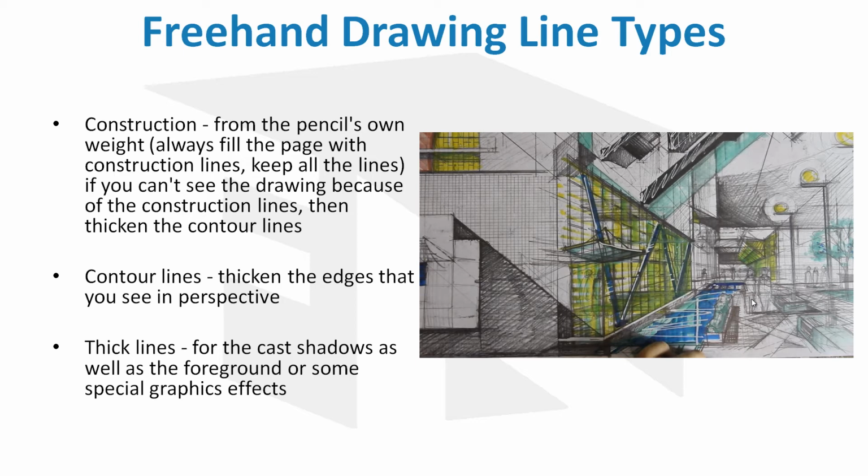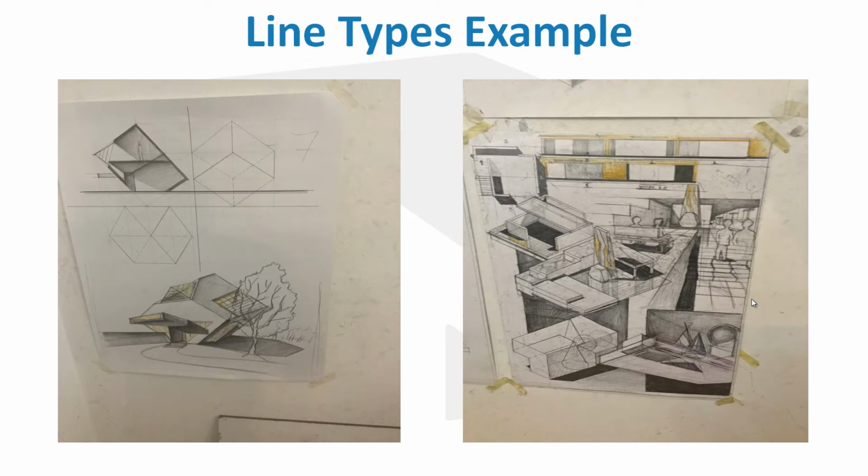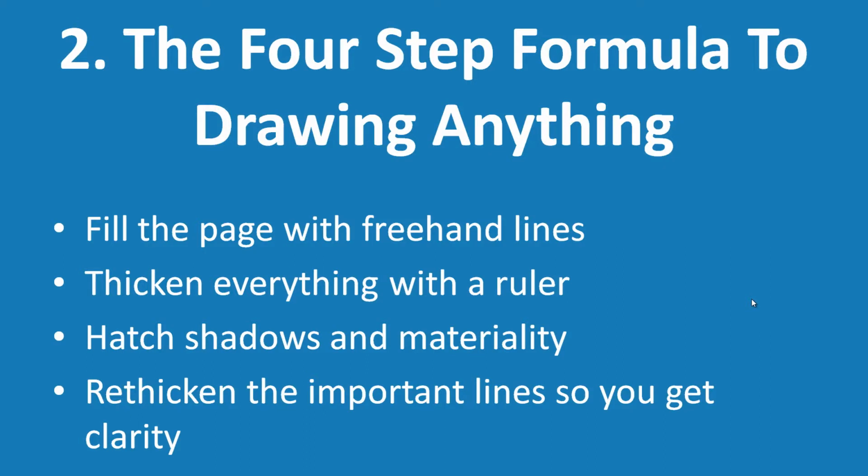For technical drawing, we're not talking about technical right now, it's obviously used for those specific shadow and section graphics. Here's a couple of examples, right? So you see I've started from a thumbnail, a really quick sketch, then I went for contour, then I hatched, and then I re-thickened, okay? And you can see that at the end of the day, the line drawing is the most important thing.